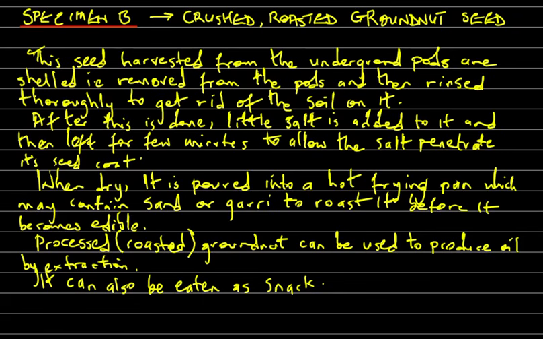Still talking about groundnut seed. This time around we have a roasted crushed groundnut seed. After it has been harvested from the underground pods, the seed is shelled. We remove the shell because we do not eat them along with the shell. We remove the shell from the pods and then rinse thoroughly to get rid of the soil on it. So I'm just quickly going to talk about how the roasted crushed groundnut seed is being prepared.